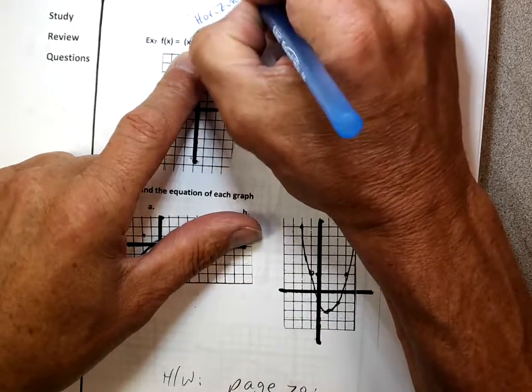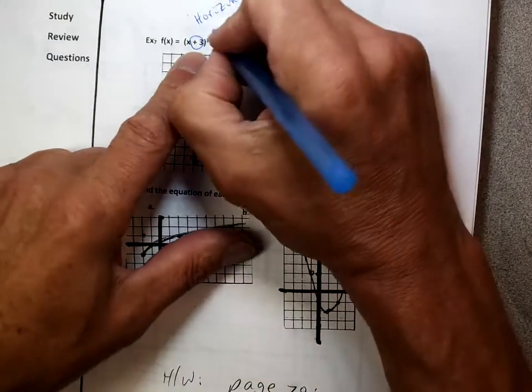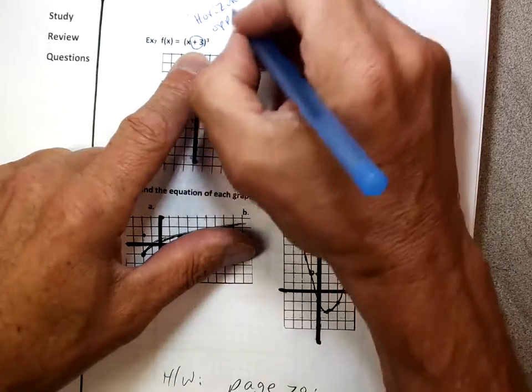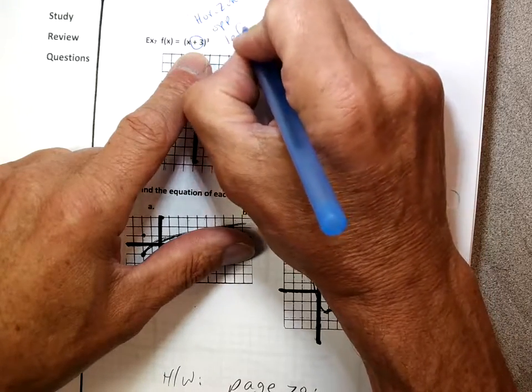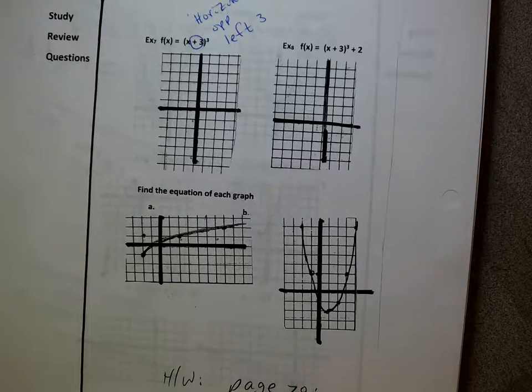When do you move it vertical? If it's on the outside, like that one. Okay? Horizontally, but opposite direction. So we're going to move it to the left 3. We're going to take it to the left 3, because if it's on the inside, it's a horizontal movement. It's always the opposite, okay?